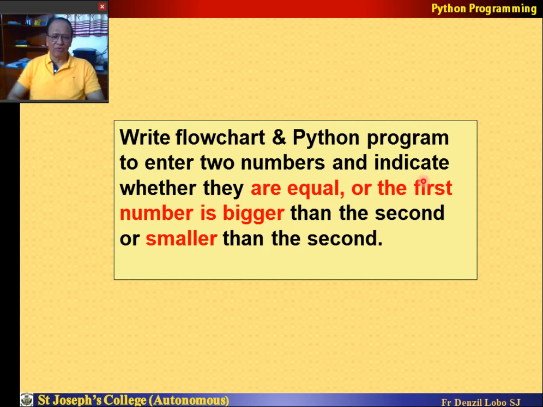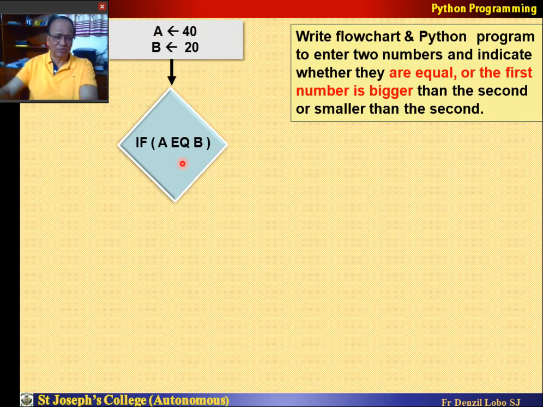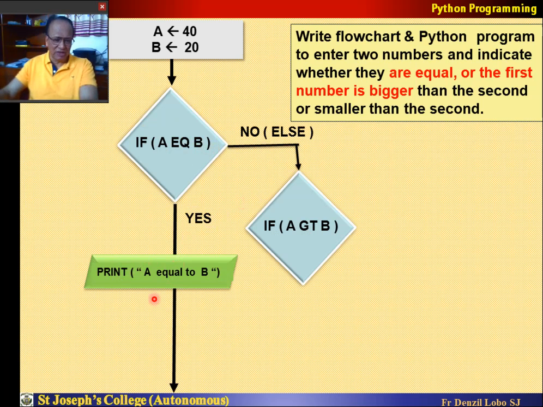Write a flowchart and Python program to enter two numbers and indicate whether they are equal, or if not equal, display the largest number. So, the flowchart. We start with, for example, two numbers, assigning 42 to A and 22 to B. Then I ask this question: if A equal to B, EQ is the relational operator. If A equals B, immediately I say yes. Therefore, print this statement, A is equal to B. Of course, in your Python program, the value should appear.